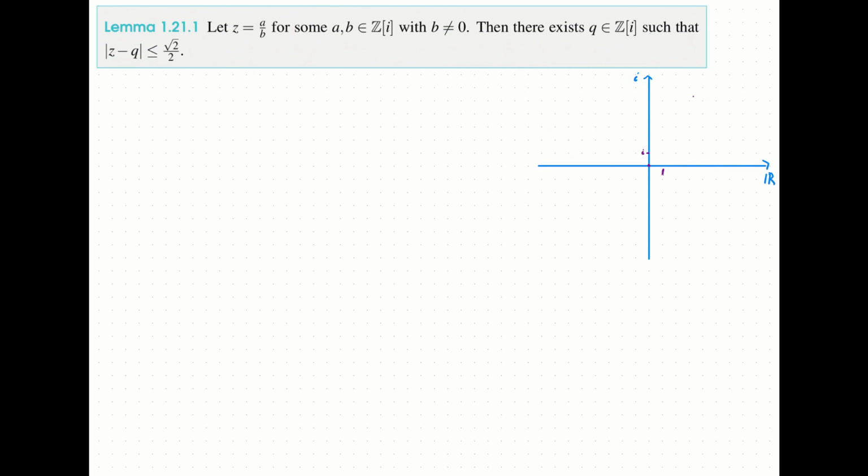And you actually don't need to restrict to the case where a and b are Gaussian integers, but rather if you have some arbitrary complex number. So let's go ahead and prove this.